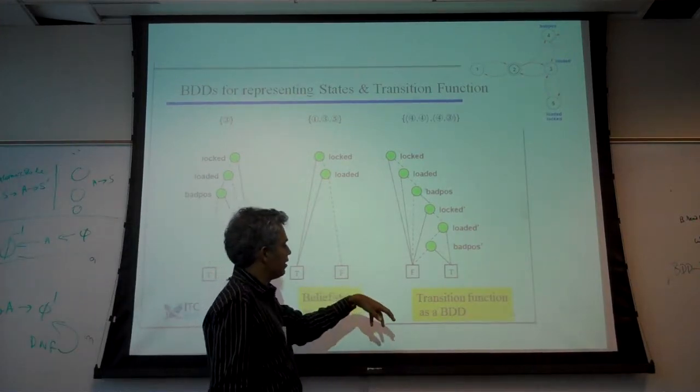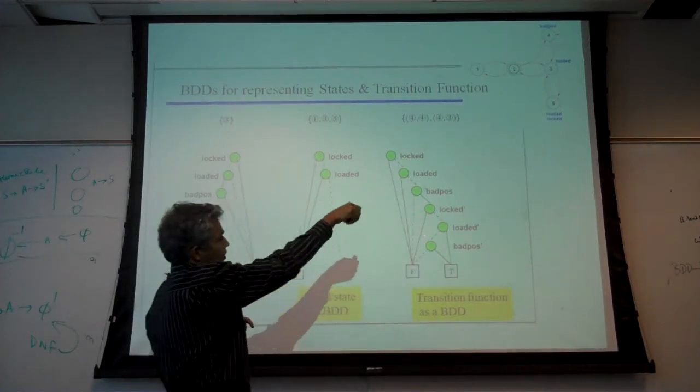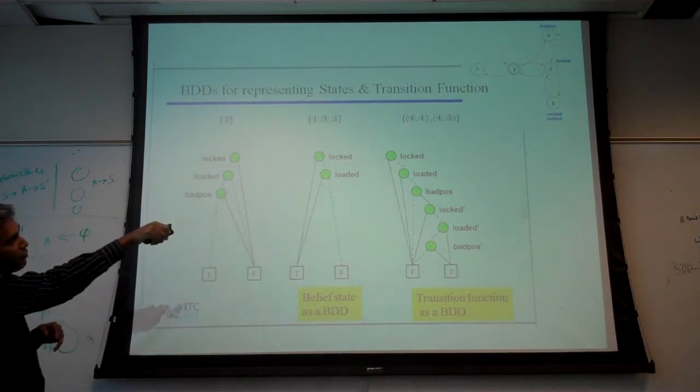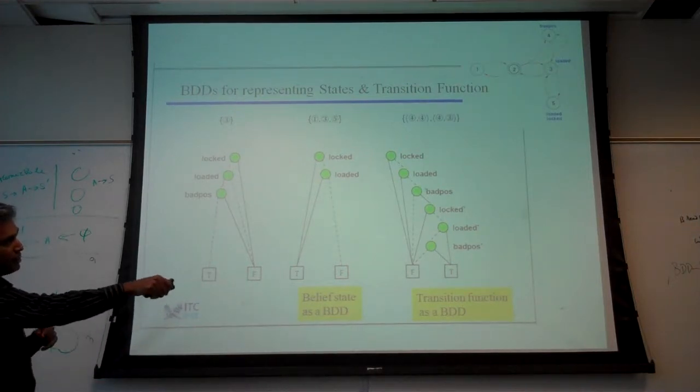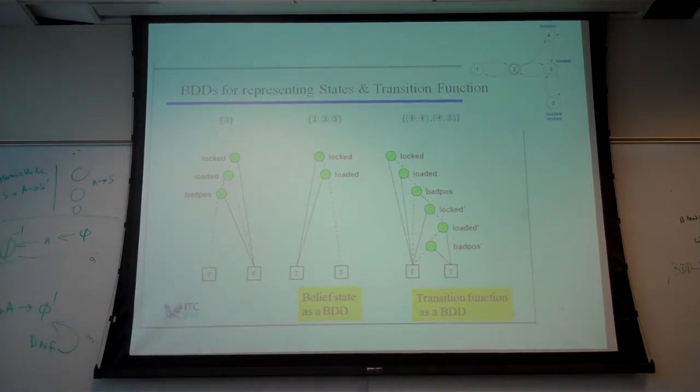So that's the transition function here. In this particular case, you can go from 4 to 4 or 4 to 3, and that's represented as that, where again the second state is in the dash format and the first state is in the non-dash format.